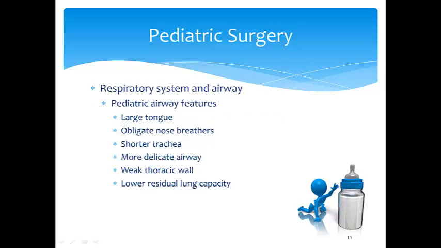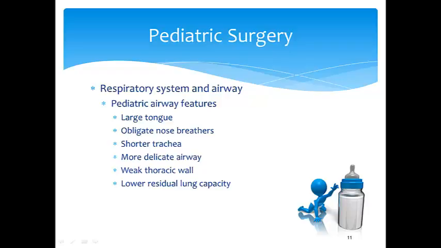The airway is one of the most important anatomical differences between adult and pediatric respiratory systems. The pediatric airway features a larger tongue in relation to the size of their mouth. They are obligate nose breathers, which means they haven't figured out they can breathe through their mouths yet. And they have a much shorter trachea. Their trachea is smaller in diameter and more difficult to secure.